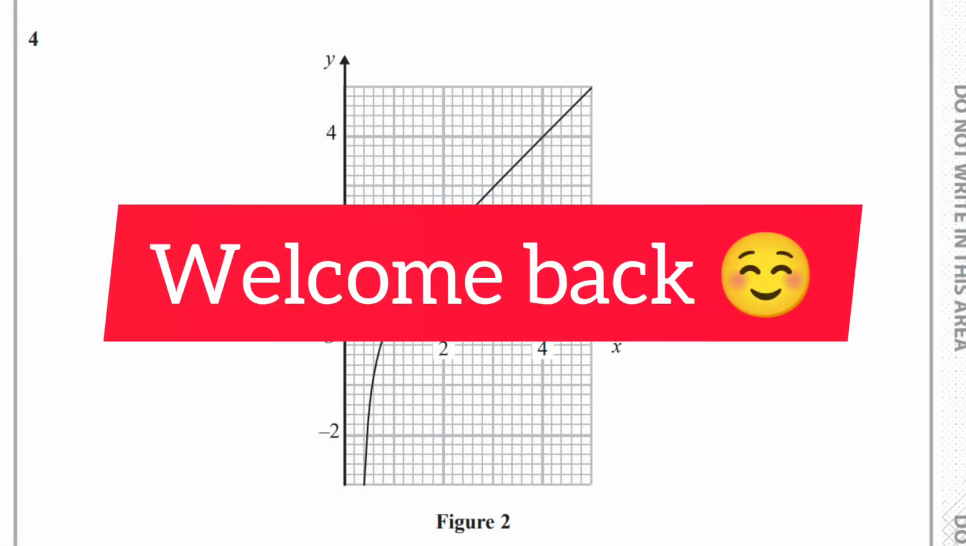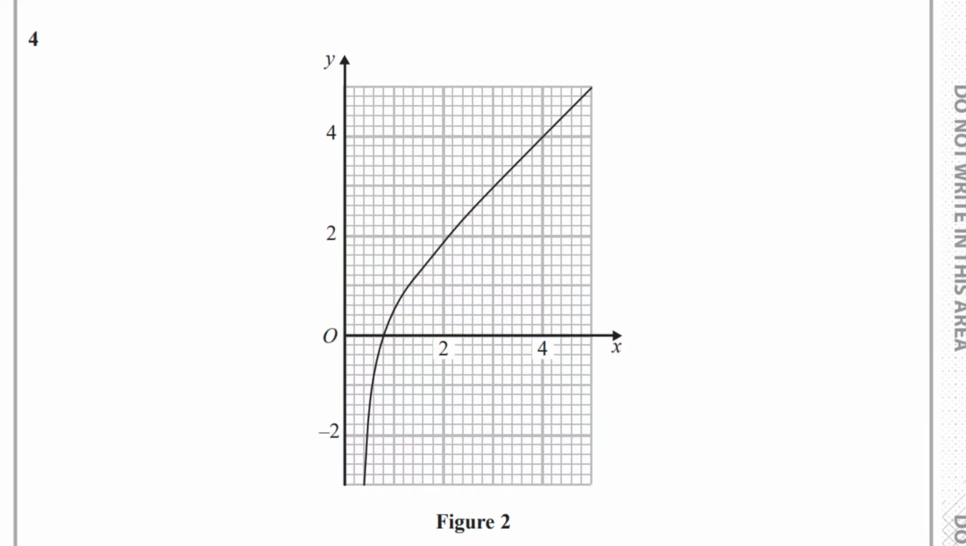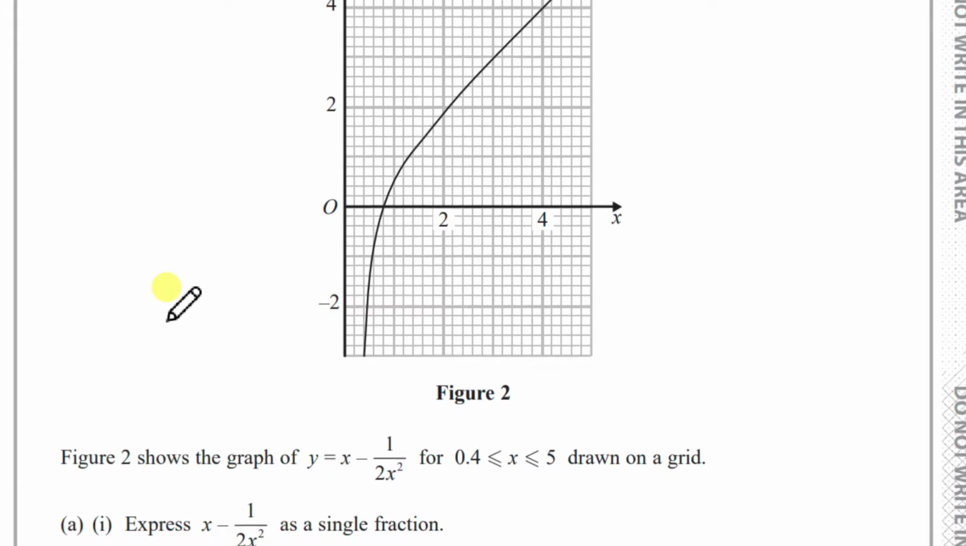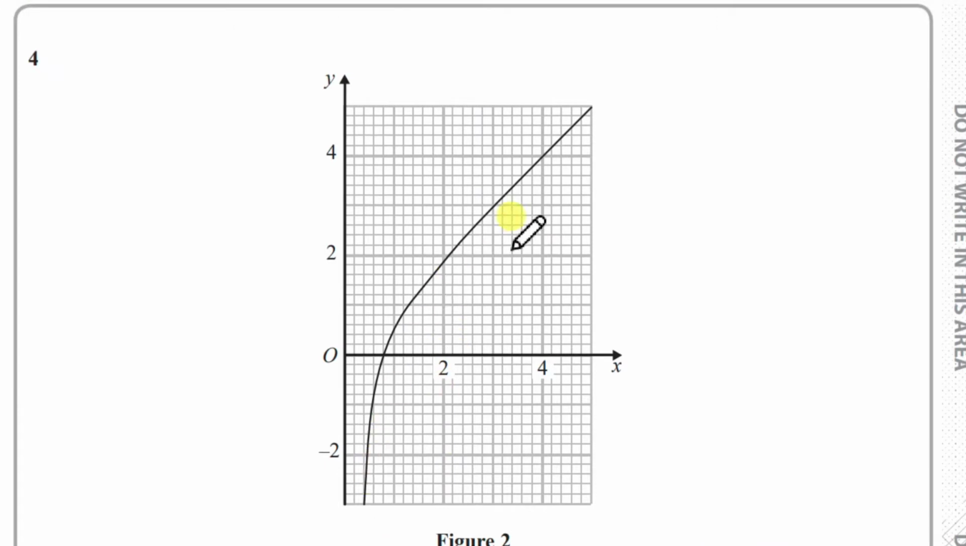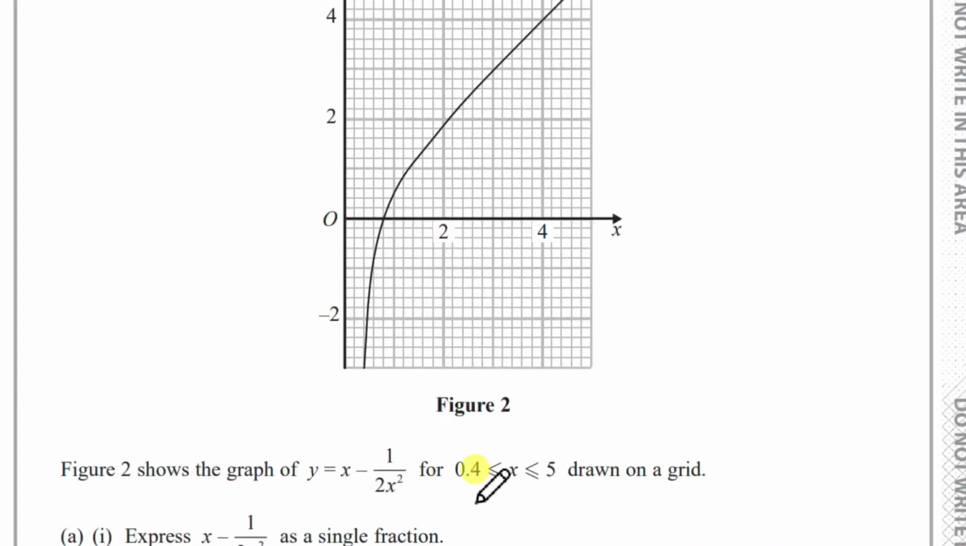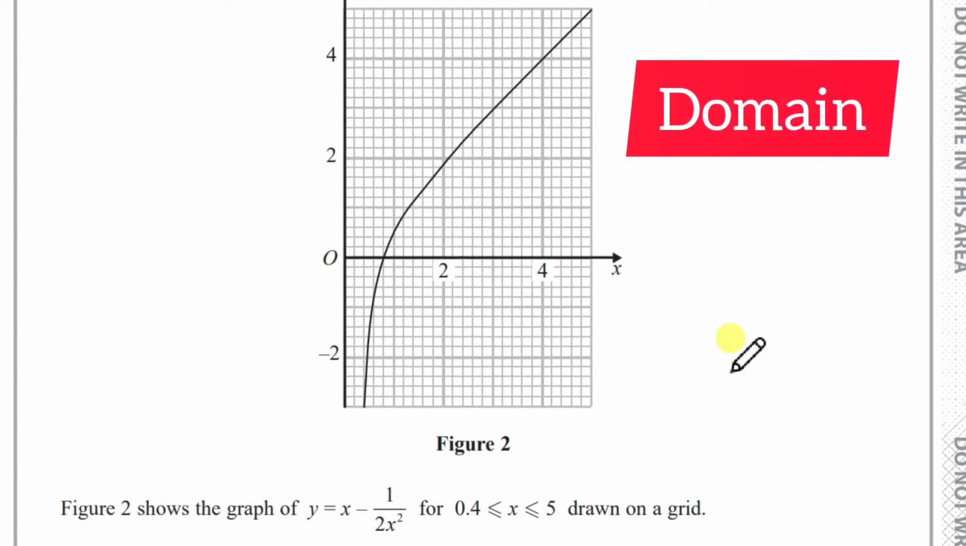So here we're going to go through question 4 and 5. So let's go through this walkthrough and see how it goes. Now for number 4, it tells us that we got a figure 2 and it shows the graph of y equals x minus 1 over 2x squared. So that's how the curve looks like for values between 0.4 all the way up to 5. So that's just the domain of the graph.